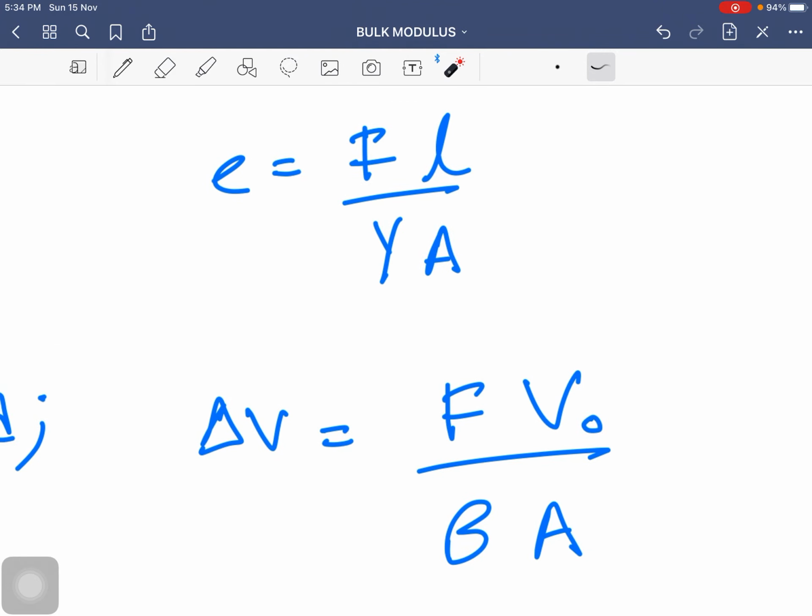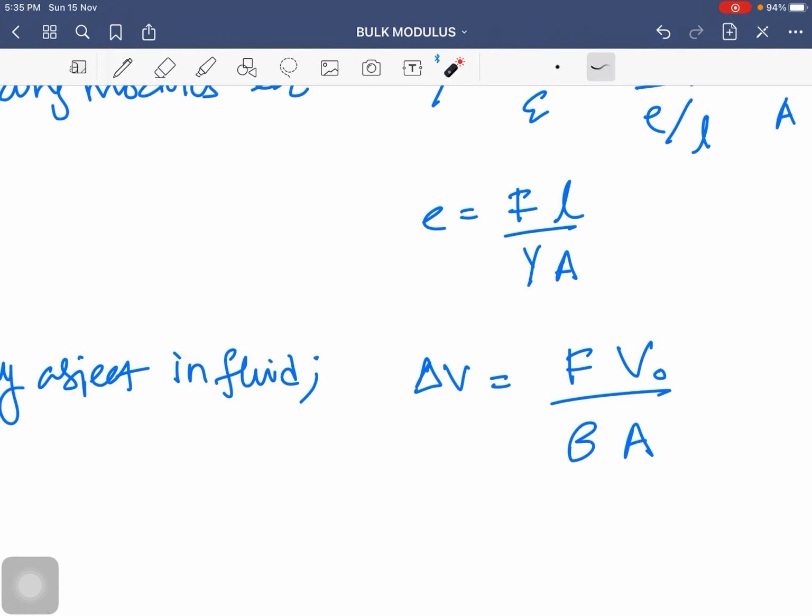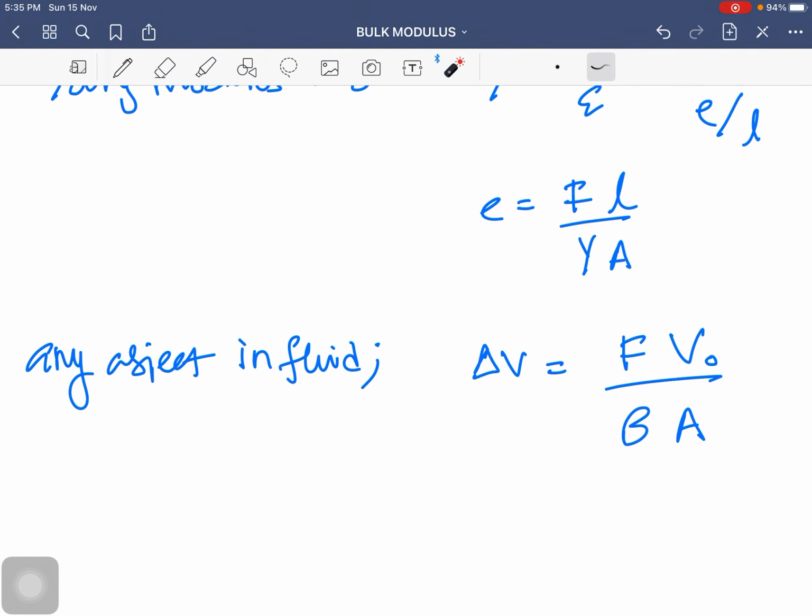For the equation, from the equation for e above, e is the elongation, which is the change in length of an object. Now we are talking about the volume, so e changes to delta V, the change in volume. L becomes the initial volume, because we are speaking about volume right now. The force remains the same, the Young modulus we change to the bulk modulus, and A remains the same. So this is the equation for the bulk modulus, when any object is immersed in a fluid.